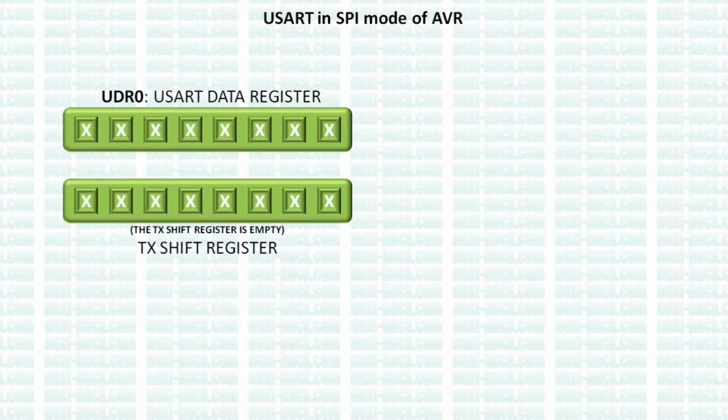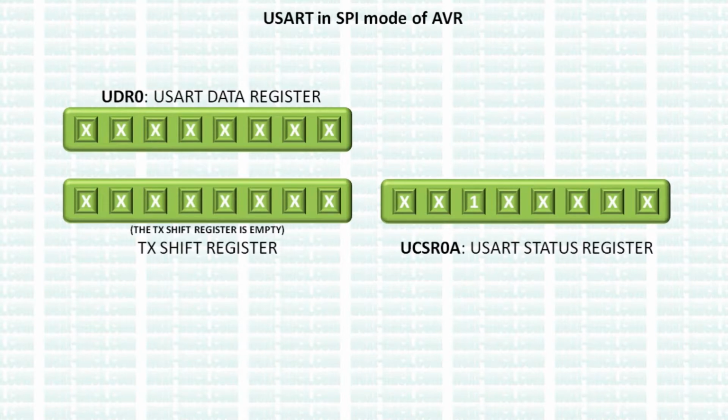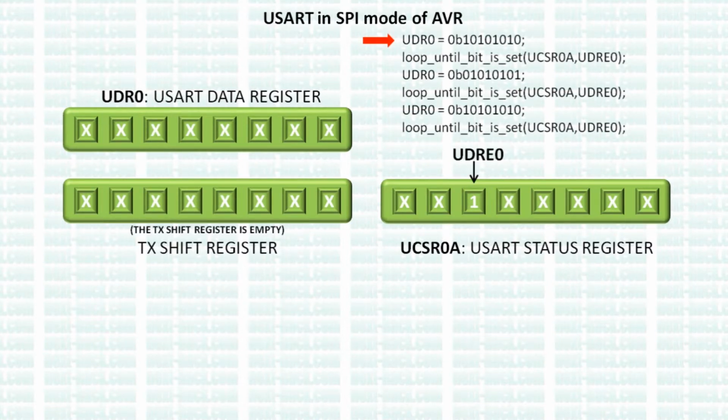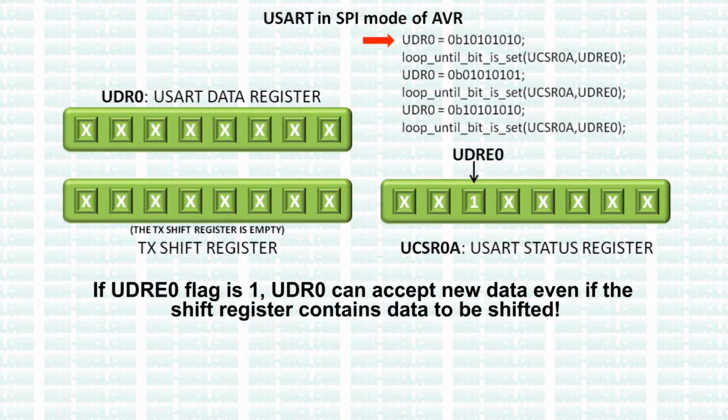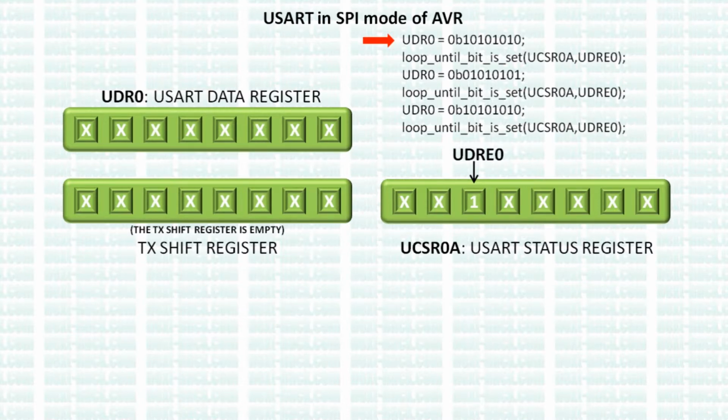It has a double buffered transmit register, that is, the data register UDR0 is separated from the transmit shift register. It has also a status register in which the flag UDRE0 tells us if the data register is empty, i.e. ready to accept new data. Let's consider the code snippet on the top right corner.